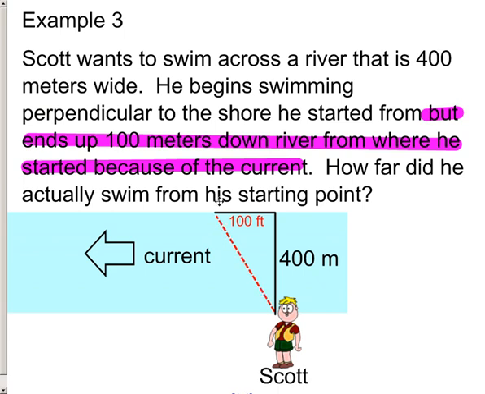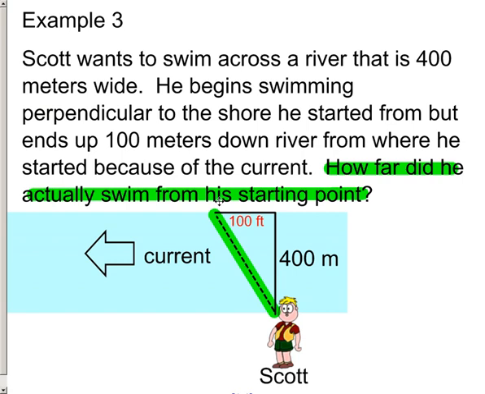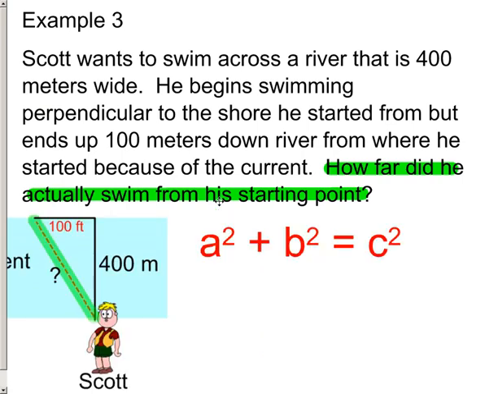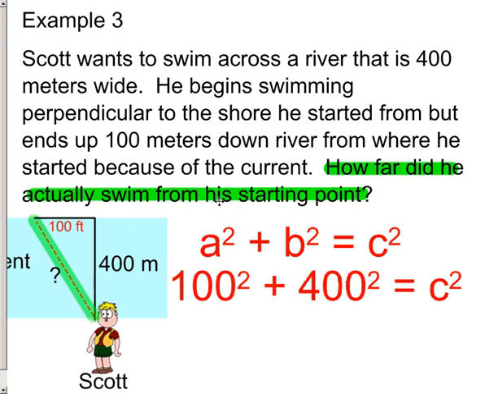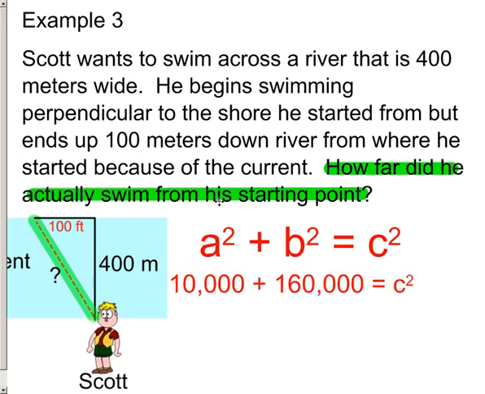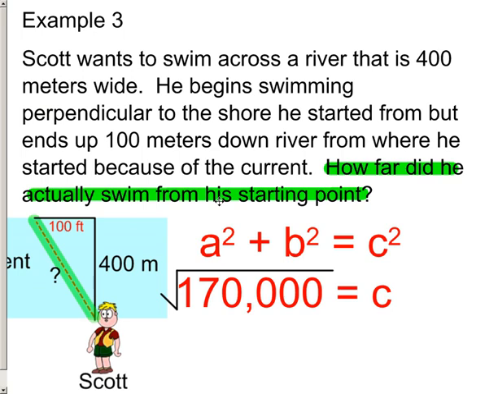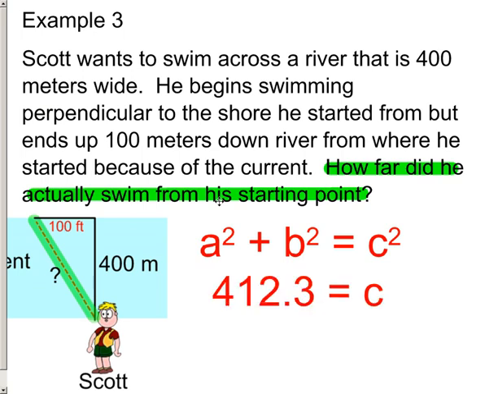So how far did he go? Well, it's a Pythagorean theorem setup. We need to find the hypotenuse. So we plug in our leg information, work out the problem, and we come out to be 412.3 meters.